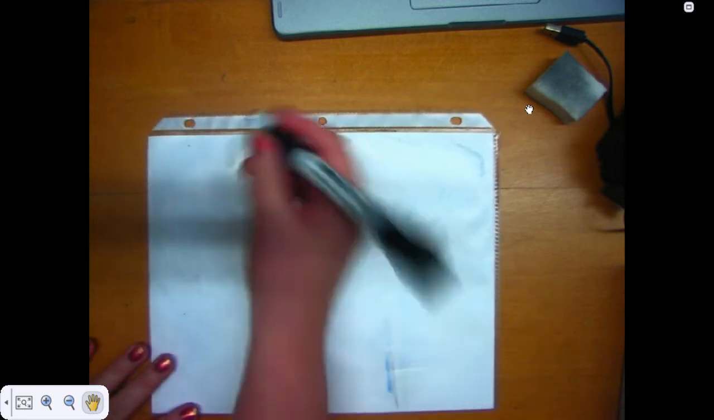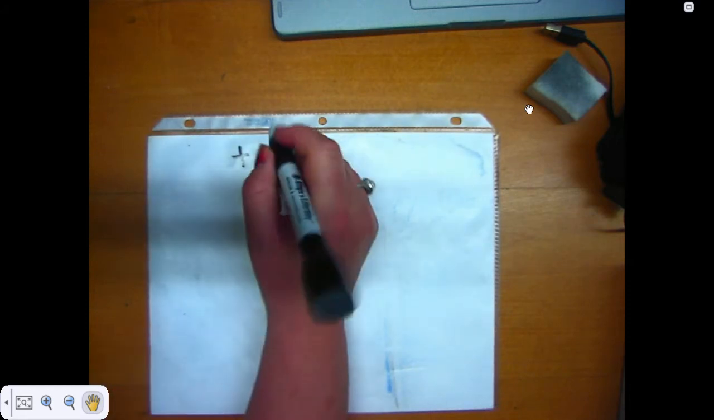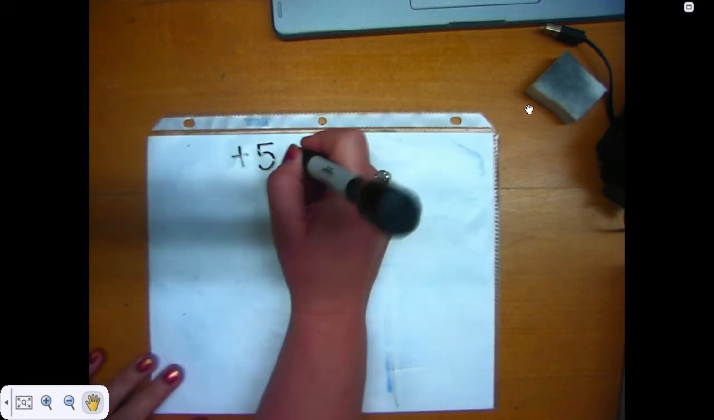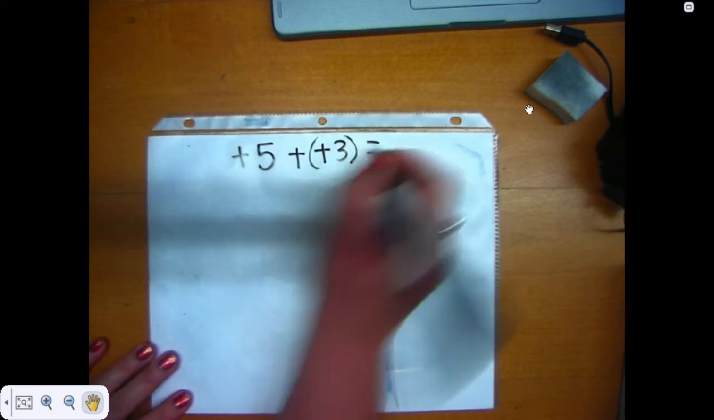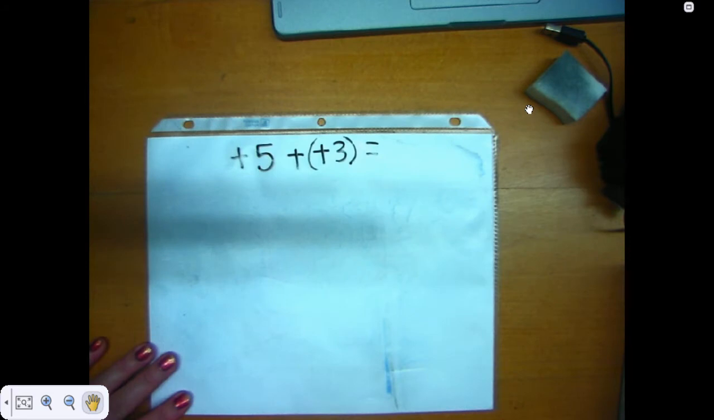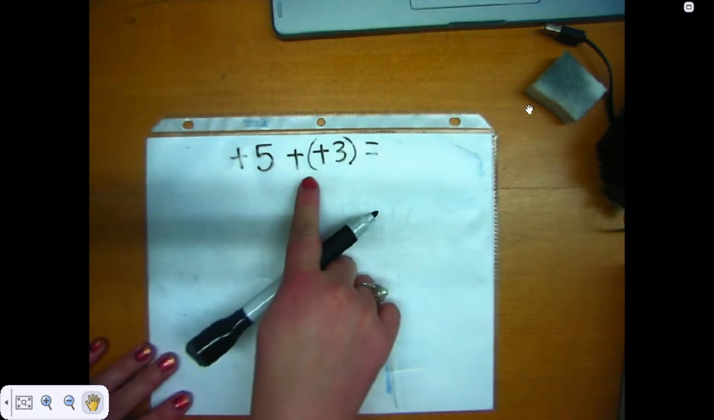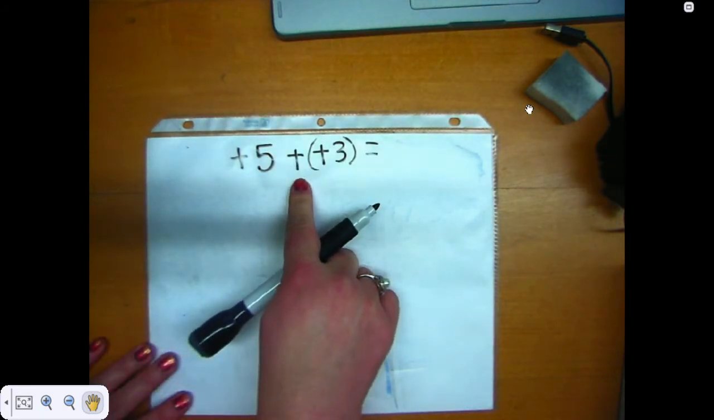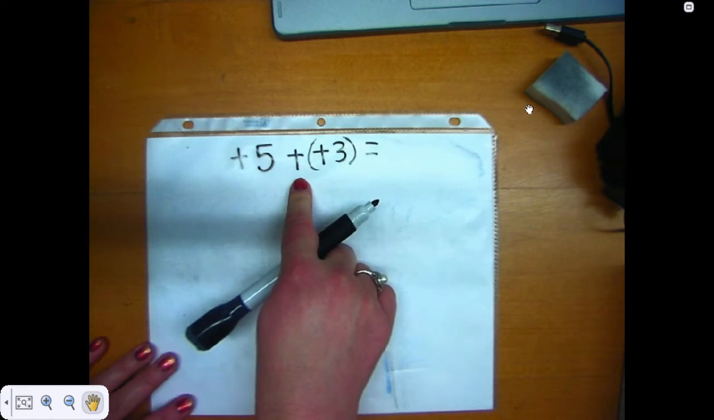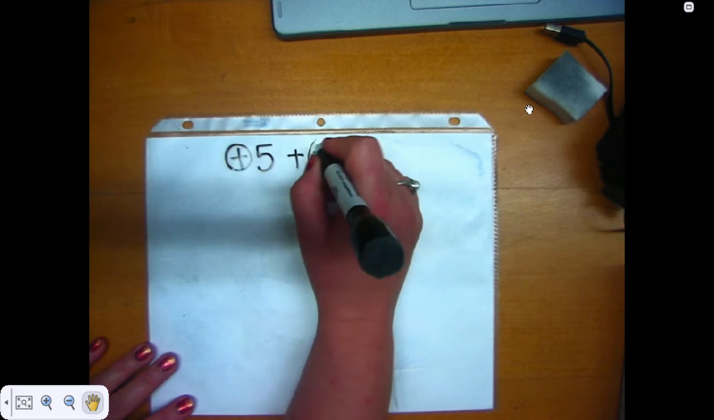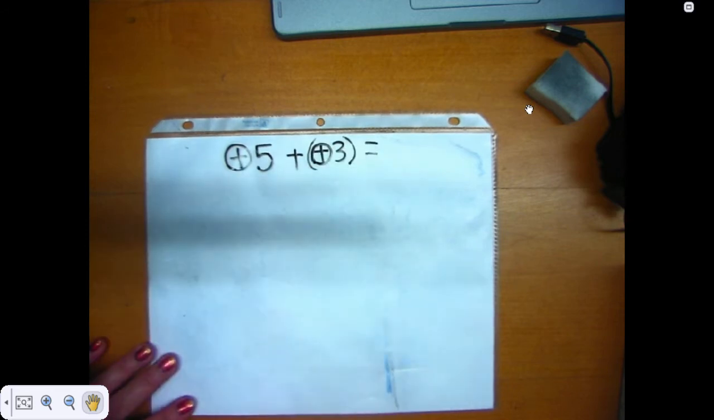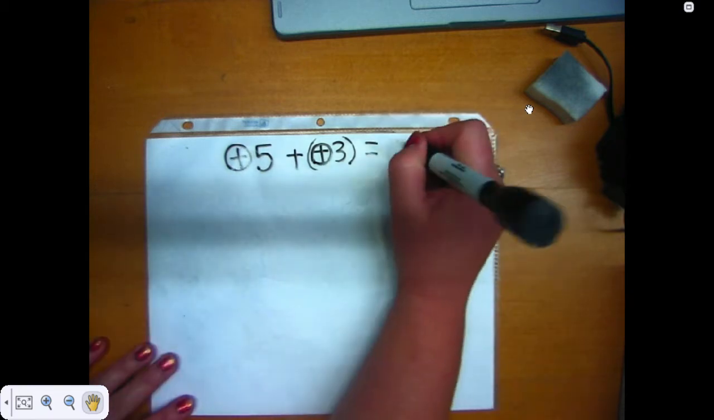So let's say you have positive 5 plus positive 3. If you were using the rules, you would first check that it's addition. It is addition, so that means I can just follow my rules. So I'm going to check the signs. I have a positive and a positive. That means that the same sign equals sum. Sum means to add. So 5 plus 3 is 8.